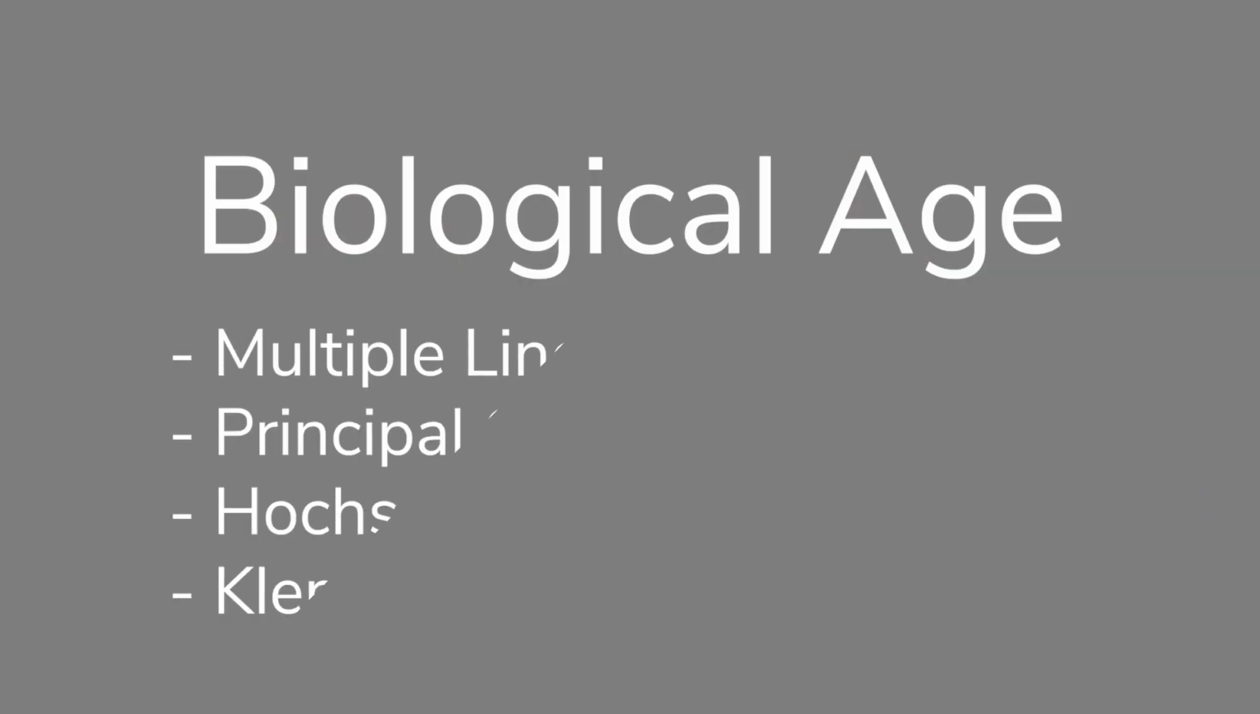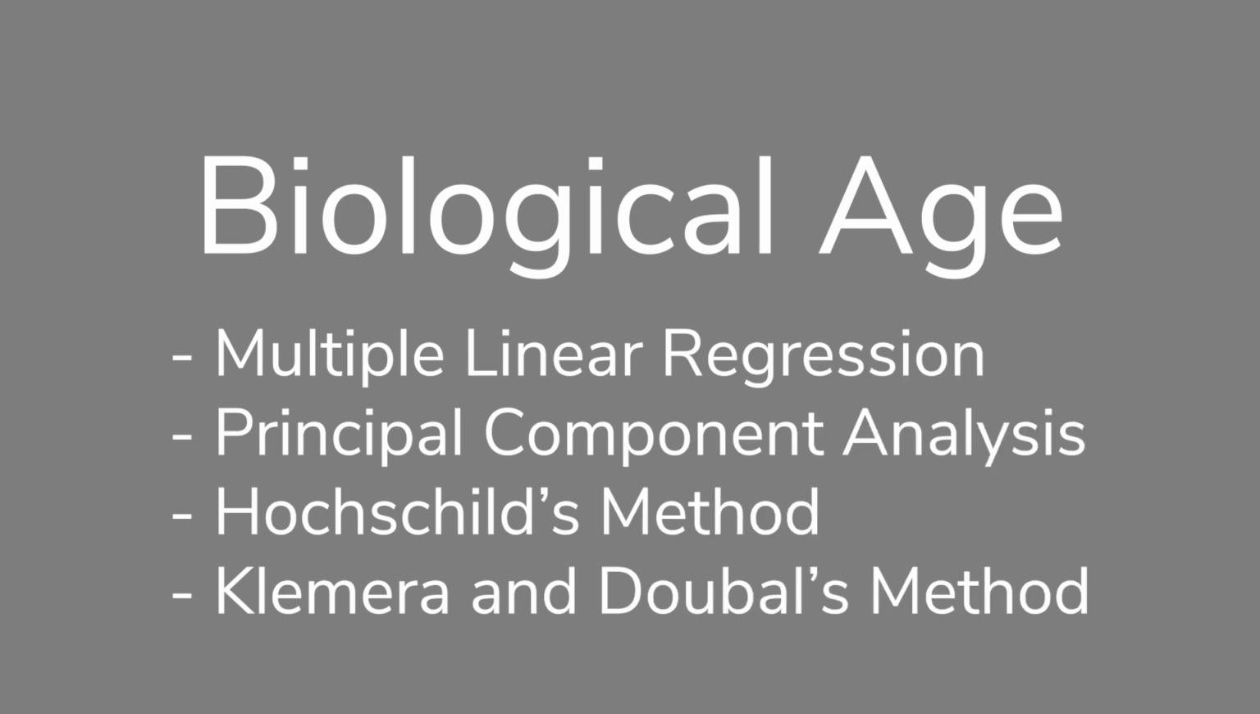So over the years, there's been a number of different methods that have been proposed to do this. And I'm going to refer to my notes because there's a lot of stuff to read and I can't remember it all. So some of the methods include multiple linear regression, principal component analysis, Hochschild method, and the Klemera and Duval's method. So if you can remember all that and figure all that out, that'd be great.